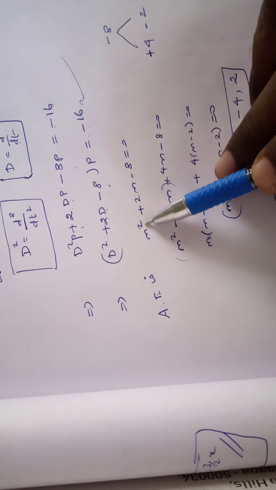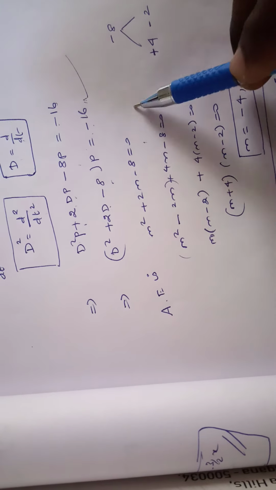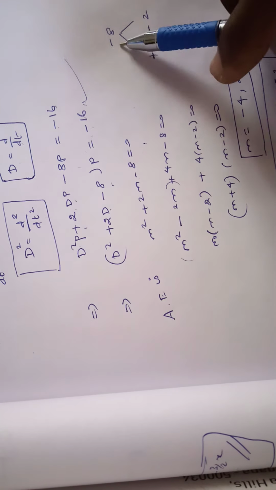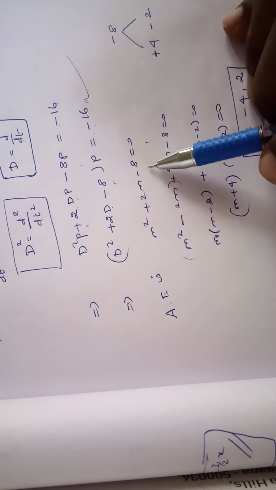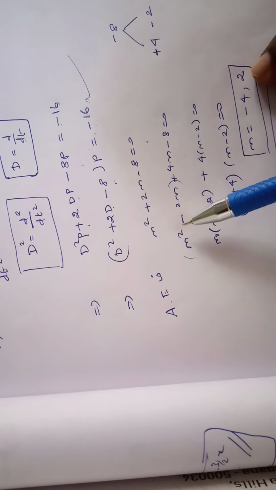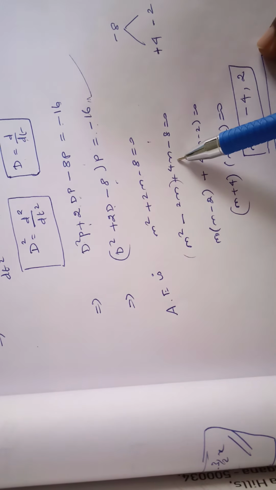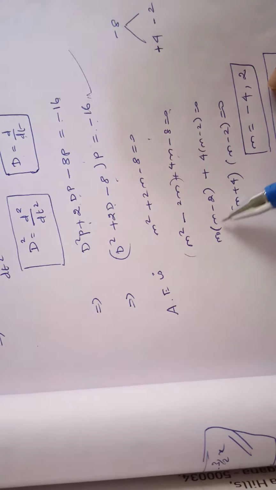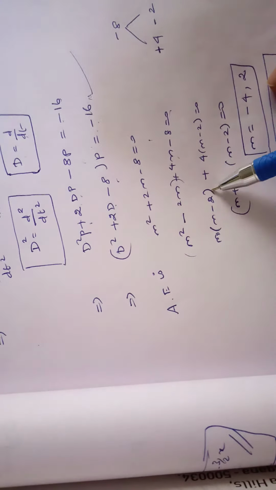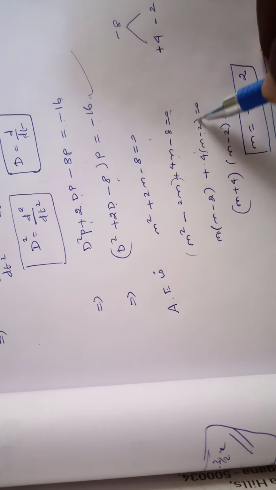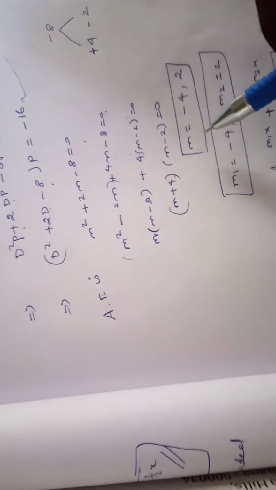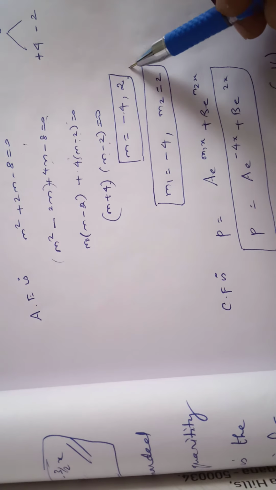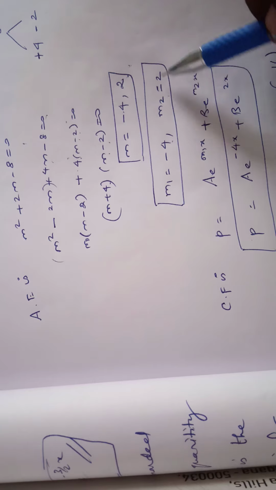The auxiliary equation is m² plus 2m minus 8 equals 0. So we factorize. Minus 8 is split into two parts, 4 and minus 2. 4 into minus 2 is minus 8, and adding these two gives plus 2. So m² minus 2m plus 4m minus 8 equals 0. Taking m common, m(m minus 2) plus 4(m minus 2) equals 0, so (m plus 4)(m minus 2) equals 0. m equals minus 4, 2. These two values are real and different, so m1 equals minus 4 and m2 equals 2.